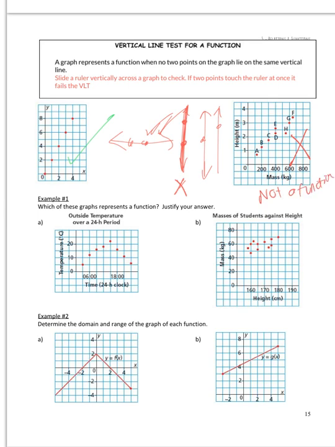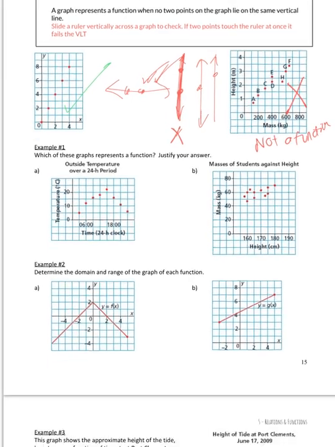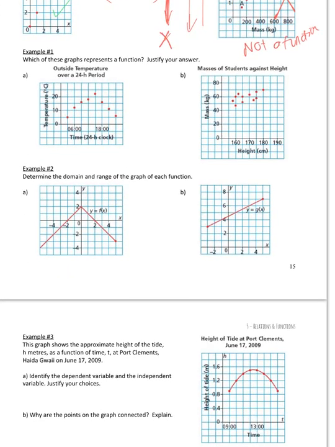All right, in our next examples here, which of these graphs represents a function? Justify your answer. Again, we're just looking at our vertical line test. This relation passes our vertical line test at every point. Therefore, it is a function. This graph does not pass the vertical line test at a few different points. Again, it only has to fail at one. Therefore, it is not a function.